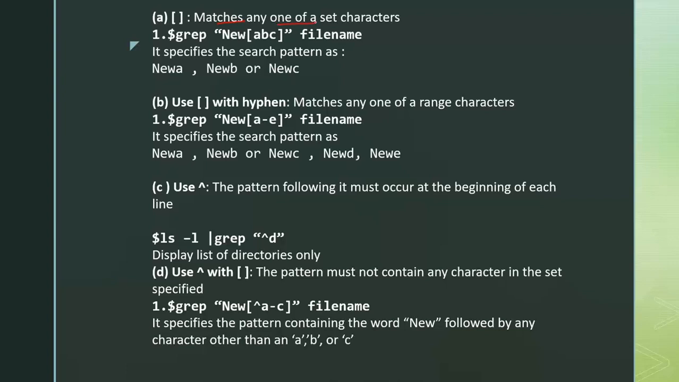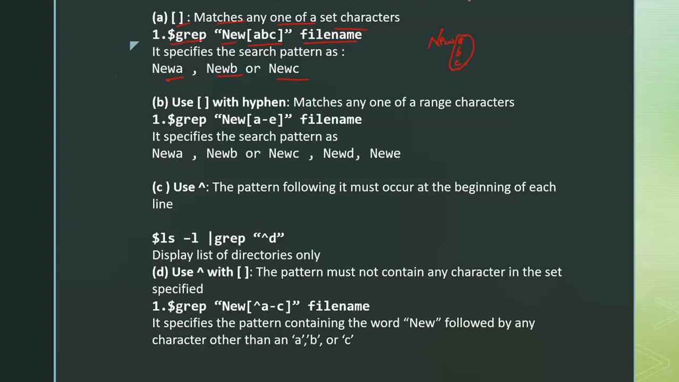So this matches any one set of characters. As I told you, square brackets will be used for matching a set of characters. You can see I have written grep. We have mentioned new followed by abc. What that means is, within whatever file name you have mentioned, in that file I'm going to search for a word starting with new, and it can have either a, either b or c. Apart from this, it cannot have any other character. It is going to select the word which is something like this. You can see new a, new b or new c. Only those set of characters will be selected.